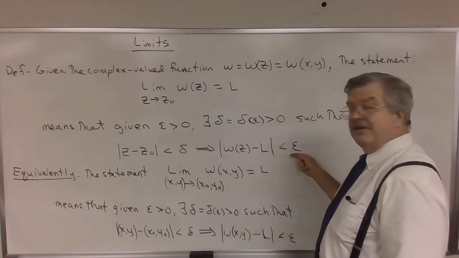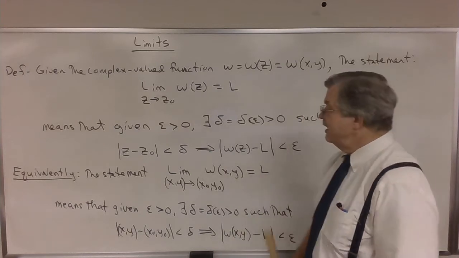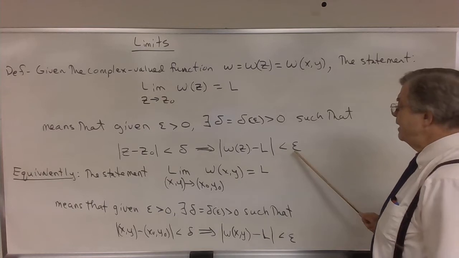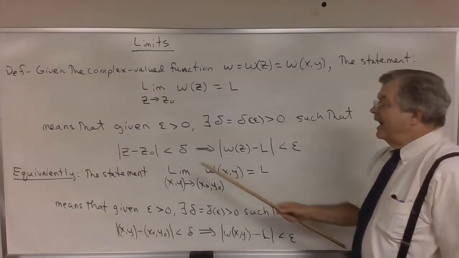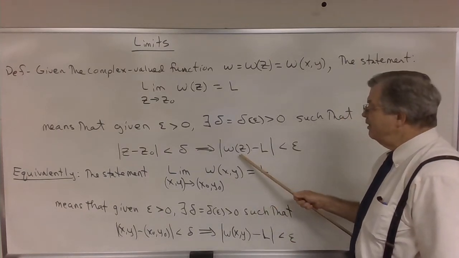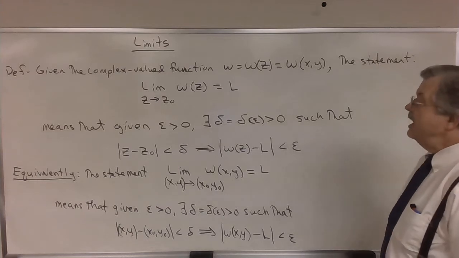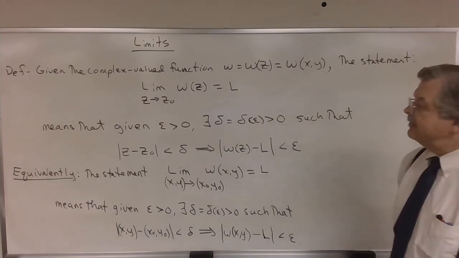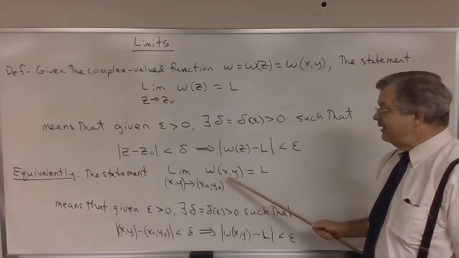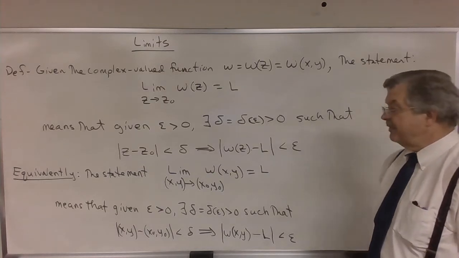And if we make epsilon even smaller, then we're going to have to make delta even smaller. So this value of delta depends on epsilon. How close we make Z to Z naught depends on how close we want W of Z to be to L. Now, instead of writing this in terms of the complex variable Z, we can write it in terms of x and y, where Z is equal to x plus iy.